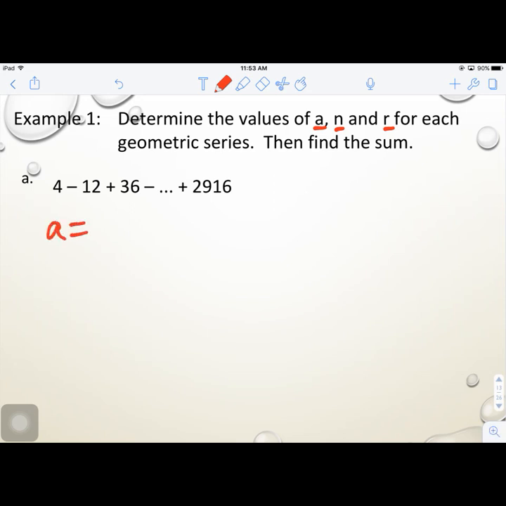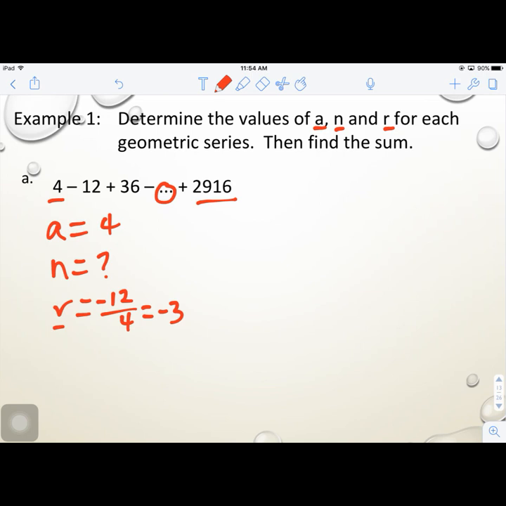So notice that we have A, N, and R that we need to identify before we can find the sum. So the first initial value is 4. We already know that. The ratio is negative 12 divided by 4, which is negative 3. However, you see the 3 dots in between here? We don't know how many terms that will be until we get to 2916. So therefore, N is actually unknown at this time. So we must do one more step to obtain N.